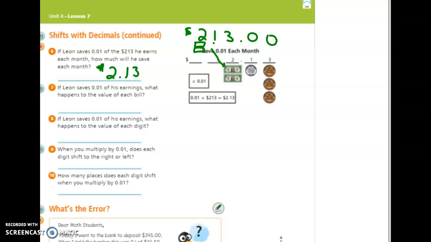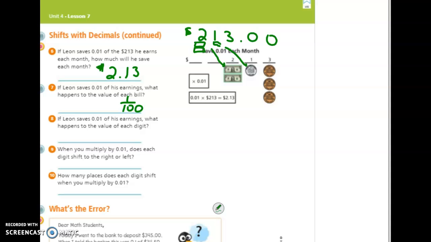Okay, there was one $10 bill. It shifted over to dimes. And the three $1 bills shifted over to pennies. So what happened to each bill? It became 1/100th. Think about it. There's 100 pennies in $1. So when it shifts from $1 to 1 penny, it's 1/100th of the value.